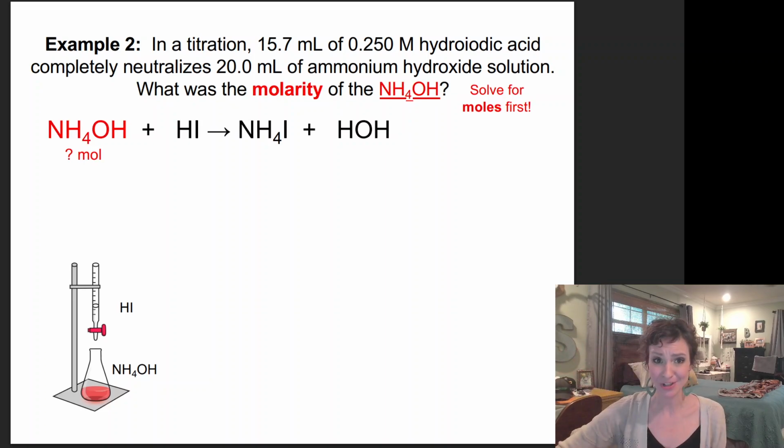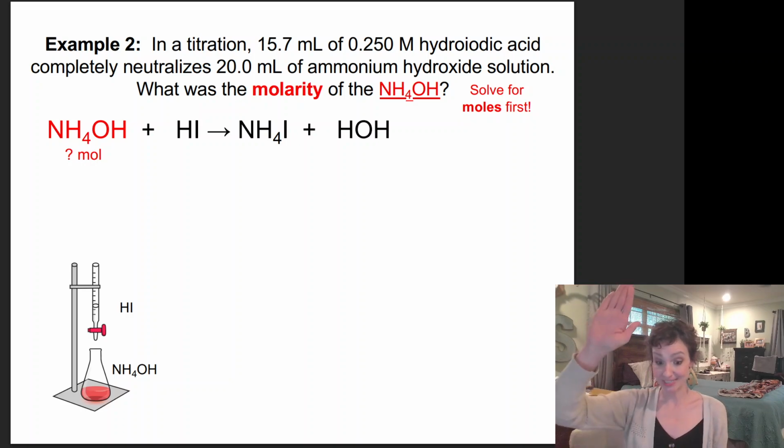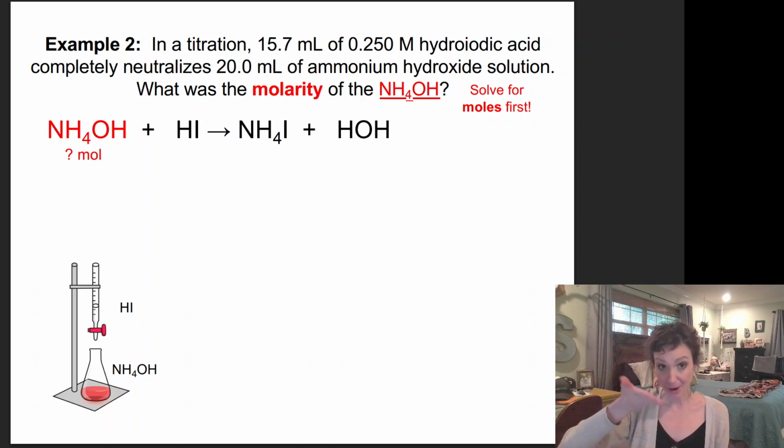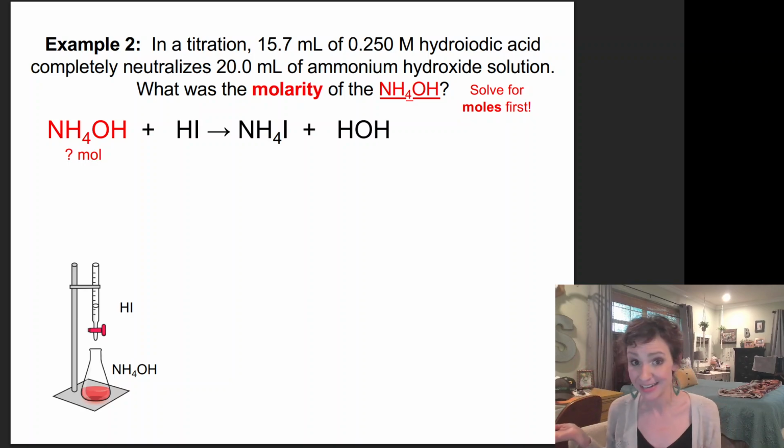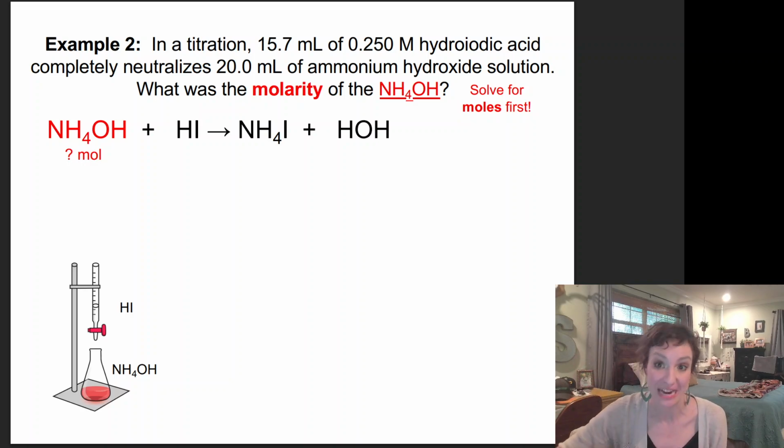They're asking me to solve for the molarity. You're like, that's not a volume or moles or grams. It's not. Molarity is moles divided by liters. If you get to a problem like this where they're asking what the concentration is, I have to solve for the moles of ammonium hydroxide first, and then maybe I can pair that with the volume of ammonium hydroxide and calculate the molarity. So if you see solve for the concentration or the molarity, you solve for moles first, pull that out of stoichiometry, and proceed like normal.